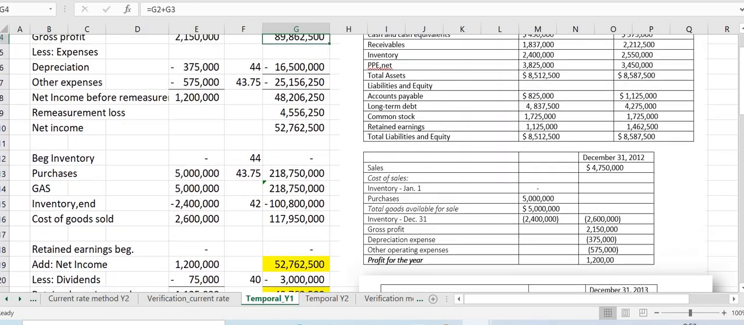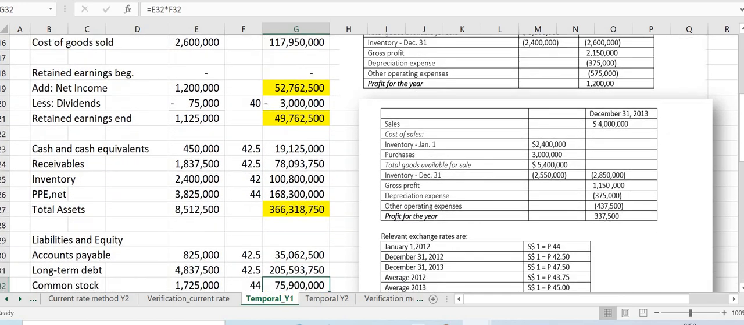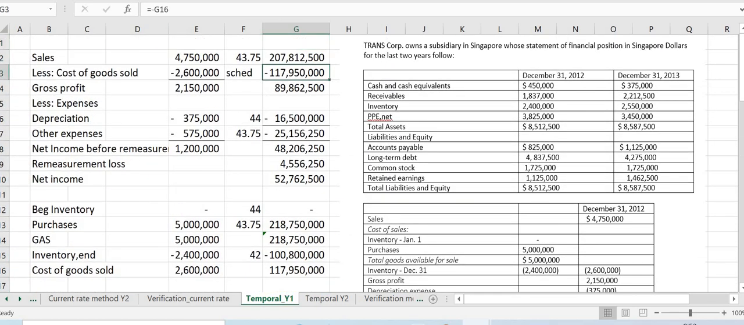So to determine our remeasurement loss, we need to compute first our net income before remeasurement loss. Okay. So we have to translate first the components of our income statement. So for sales, of course, we use the average for the year, which is 43.75 for 2012. And your cost of goods sold is remeasured using a composite rate, so it involves different rates.